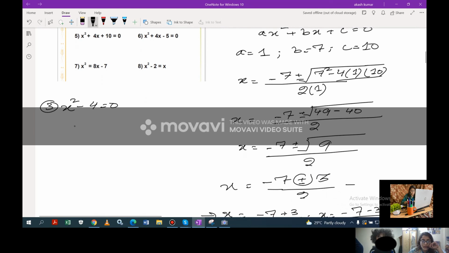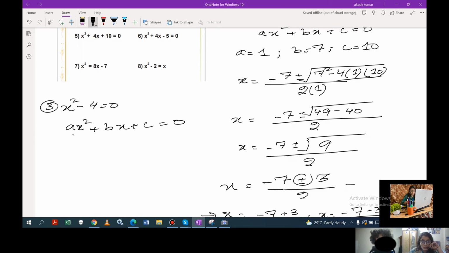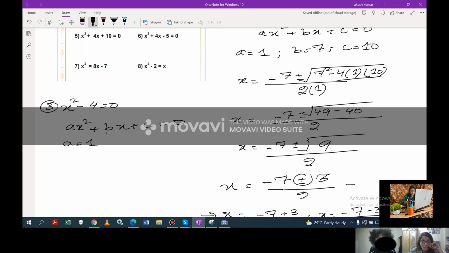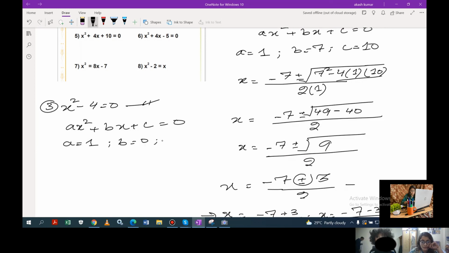Okay. Comparing with our generalized equation, a is 1, right? The b term is 0, because we don't have any x term in the expression. So b is 0. What about c? Minus 4. Negative 4. Okay.